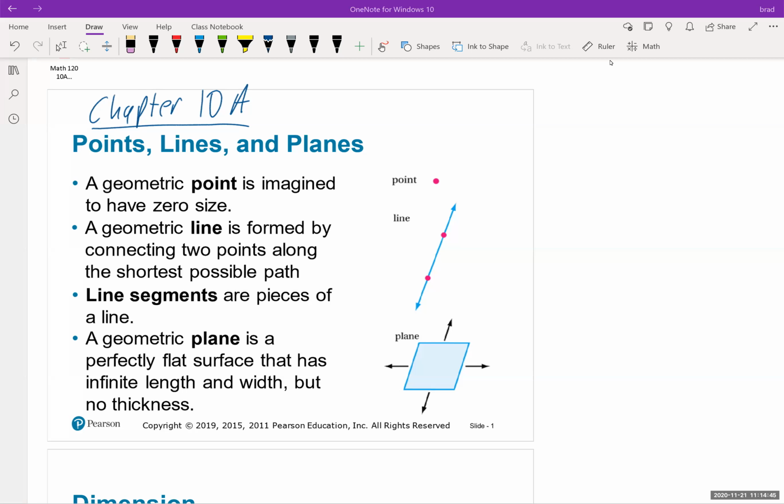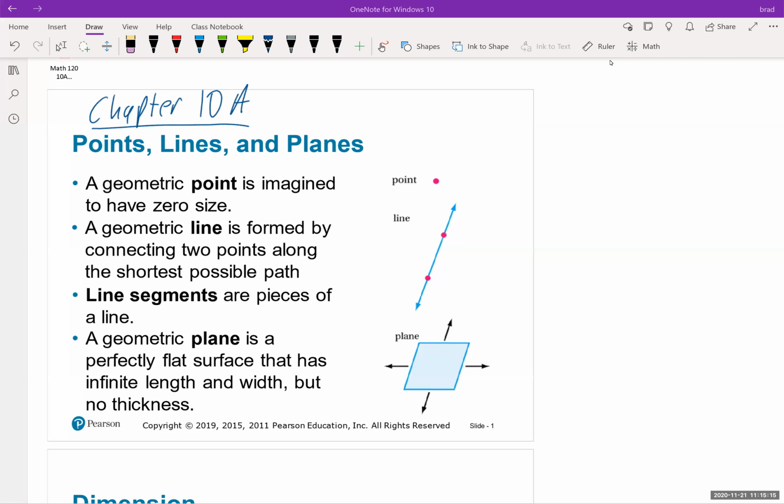Okay, so today we're going to talk about Chapter 10A. This is points, lines, and planes. There's a little bit of work to do in this section, but what you'll see most of is definitions, things to explain what they are, what the particular definition of a point, line, plane, and so on is. So please take notes on this. There's a lot of information, not so much a bunch of work. So let's just get started.